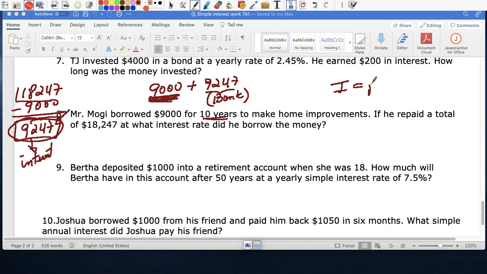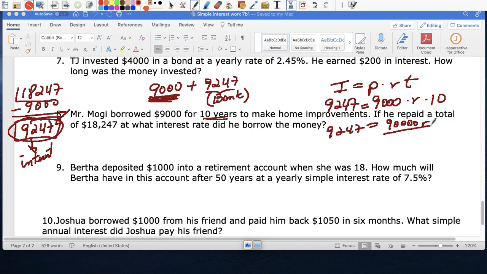So again, I equals PRT. The interest that he paid the bank was $9,247. The money that he initially borrowed was $9,000. The interest rate, we don't know. And the time, it took him 10 years to pay all that back. All right, 9,000 times 10 is 90,000 R, and 9,247 on this side. Divide both sides by 90,000. The interest rate was 9,247 divided by 90,000, which equals 0.1027. We're going to round to the nearest hundredth, and it's 10.27%.